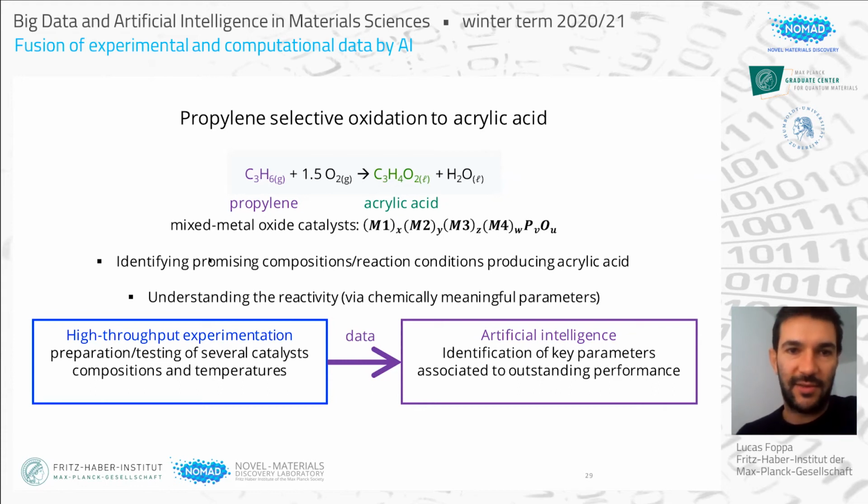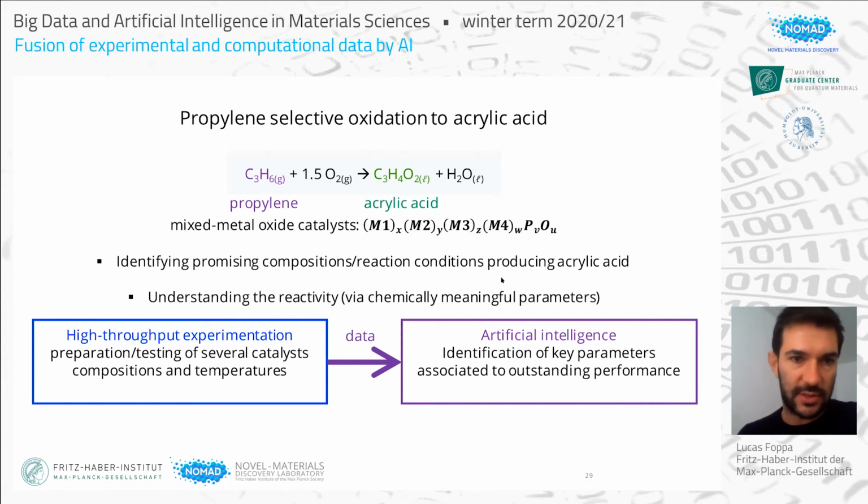So we would like to identify these promising compositions and reaction conditions that will give high acrylic acid production. And here we are going to talk about acrylic acid production rates instead of the selectivities. So as usual, we not only want to find these patterns, but we would like to get some understanding on the reactivity. So we would like that these parameters that we identify are chemically meaningful somehow.